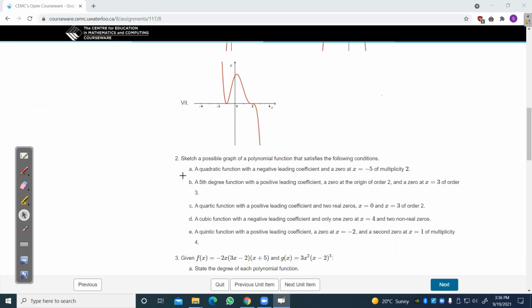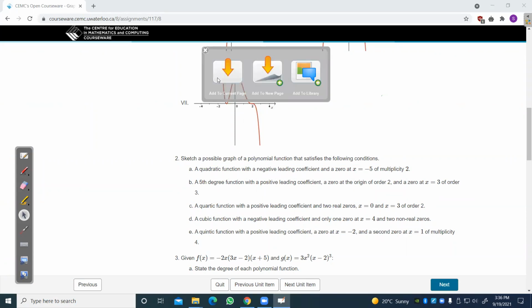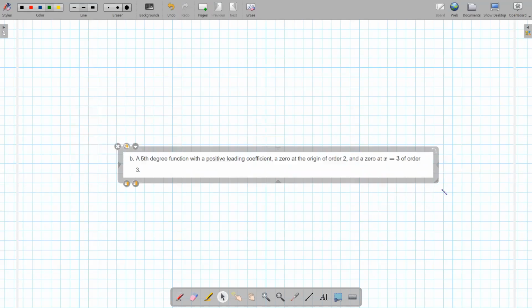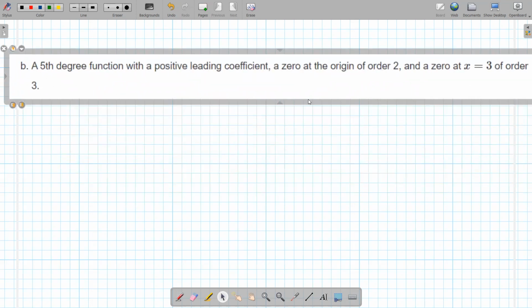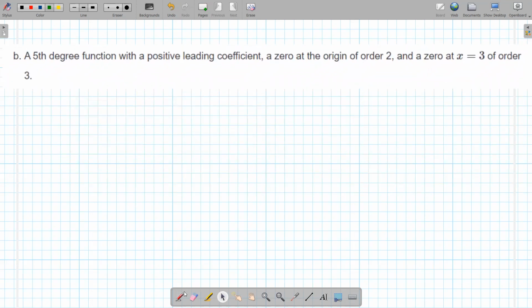Once you know how to do a couple of them, the whole thing becomes very clear. The next one is a 5th degree function with a positive leading coefficient. Now they're calling it order, so I guess they mean the same thing. Multiplicity and order mean the exact same thing.